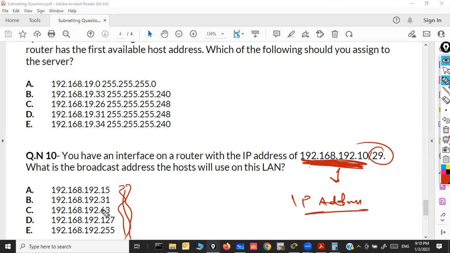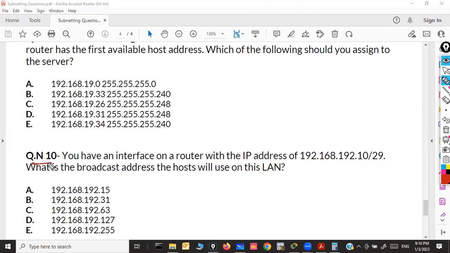The answer is A. Option number A. Okay, so let me explain this. Here the IP address is given, so just forget about this. To answer this type of question, you can first focus on the class of the IP. So it is a class C address and the mask.